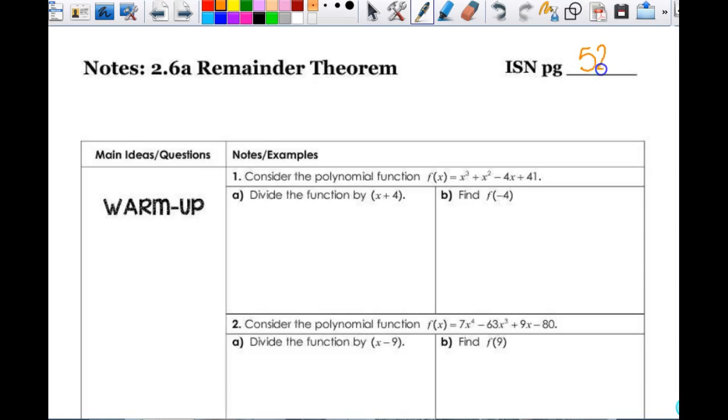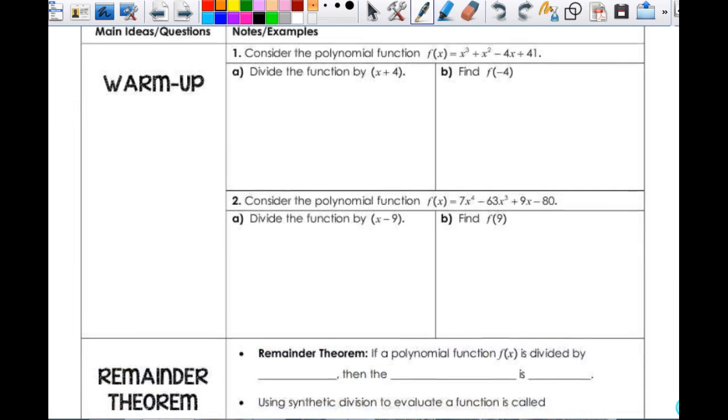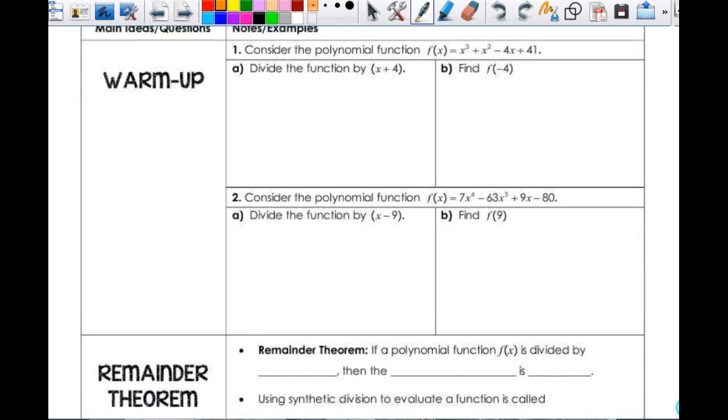So going on page 52. All right, so before we actually get into what the remainder theorem is, we've got a little warm-up here that we're just going to do together. It says, consider the polynomial function. It's right here. And it says, divide the function by x plus 4.